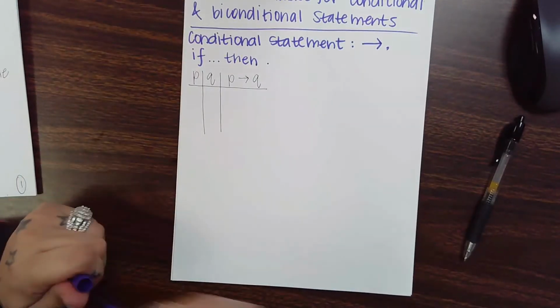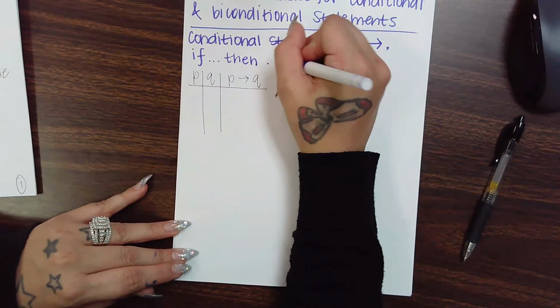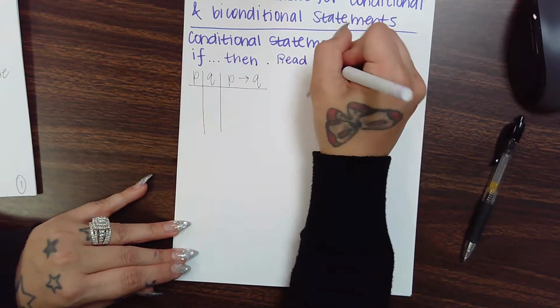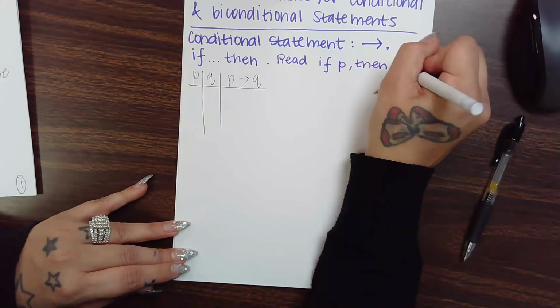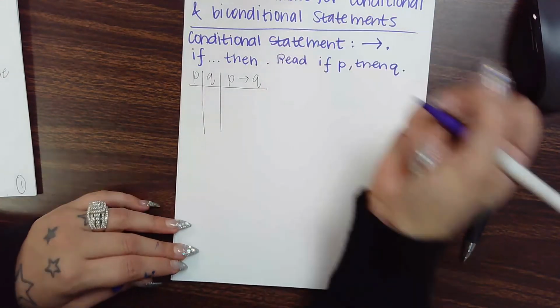We can go ahead and write that right here too. Read if P, then Q. That's a funny looking R.